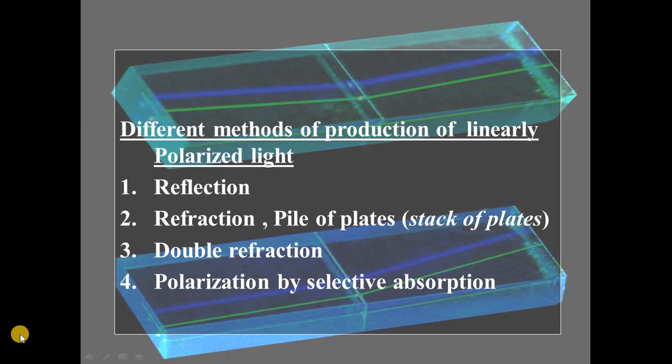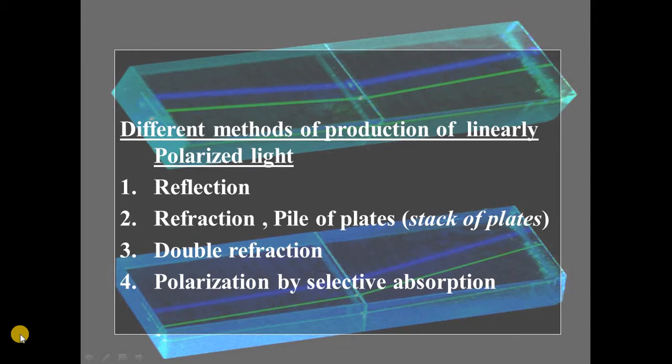So, hello everybody. We have been discussing the chapter on polarization, and we have discussed different types of polarized light, and what is the difference between a polarizer and an analyzer. And we have discussed Malus's law, Brewster's law, etc. So we have been discussing the different methods of producing linearly polarized light.